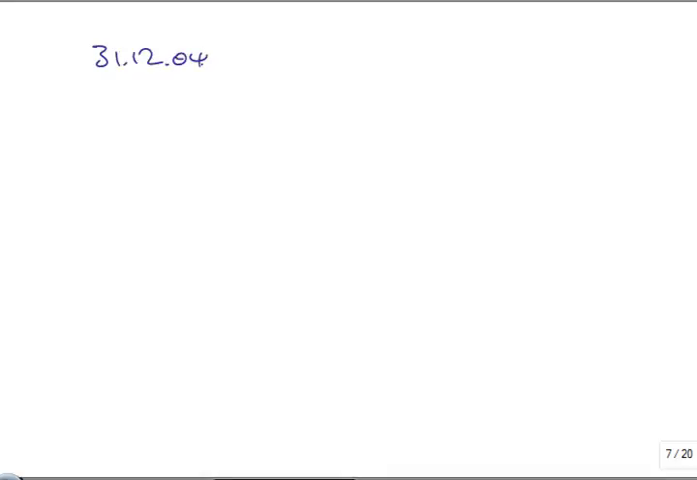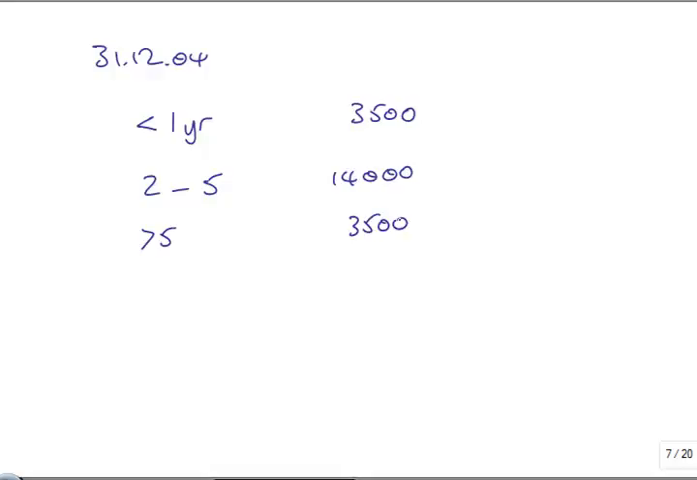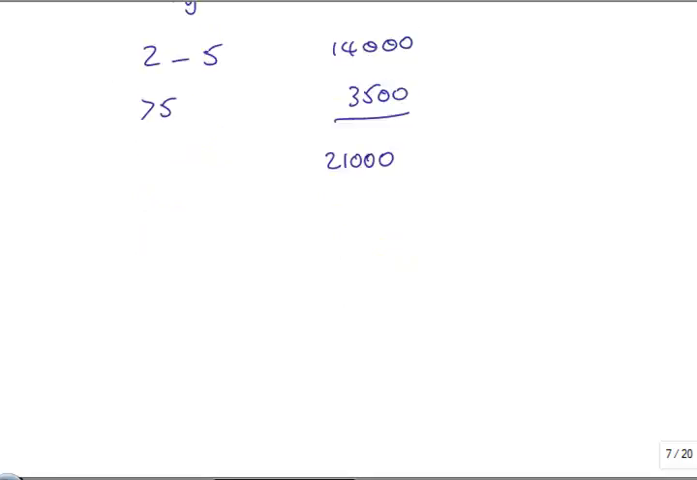And within 1 year, we have 1 installment. And years 2 to 5, we've got 4 installments. And more than 5, we've got 1 more installment. So we have minimum lease payments of 21,000. Deducted from this is interest not yet accrued.